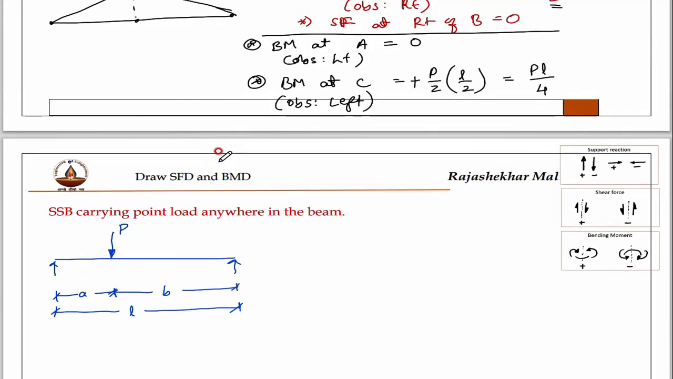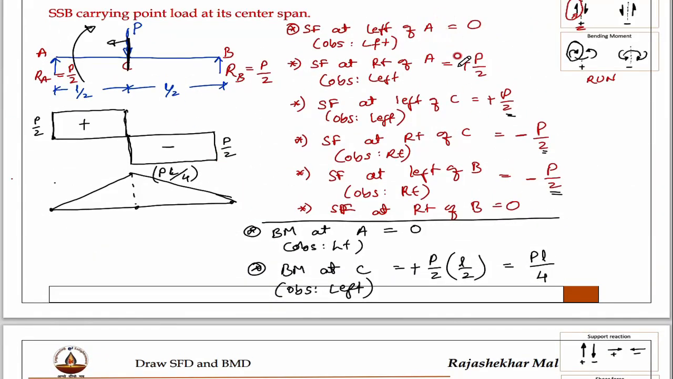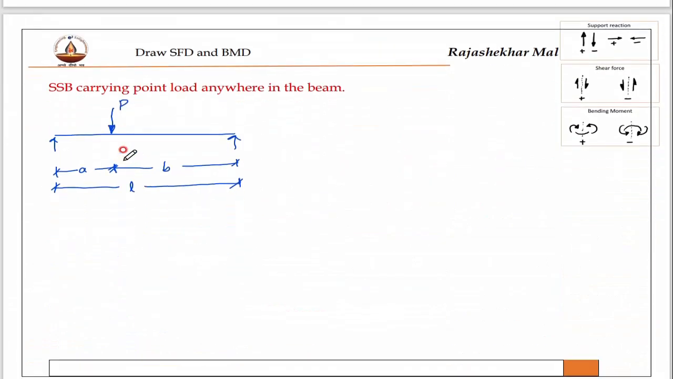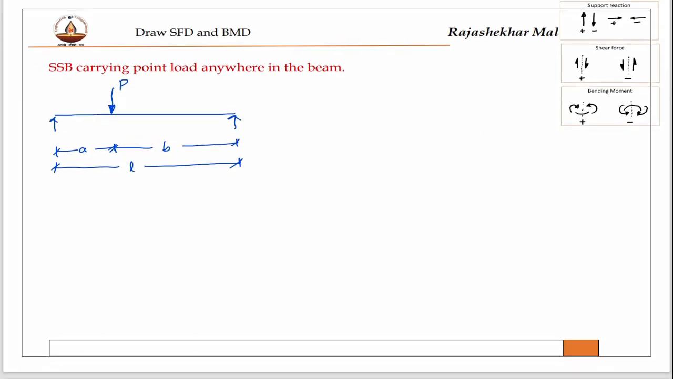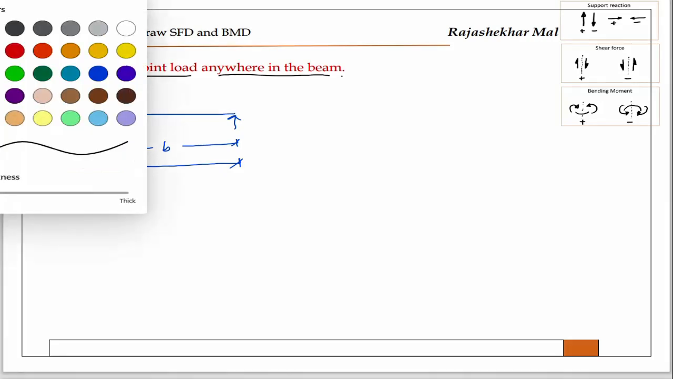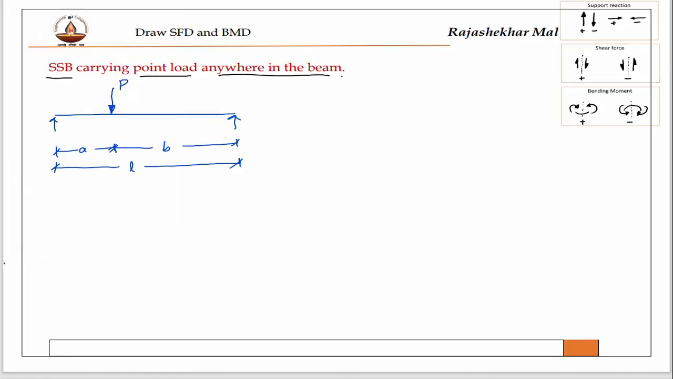it is just like this only. Okay, you write all these points and calculate. I will give you the final answer, that is the shear force and bending moment diagram for this load. Simply supported beam carrying a point load anywhere in the beam. Anywhere in the beam means I will consider A and B. Then the support reactions you must know from the previous chapter, that is RA is equal to PB by L and RB equal to PA by L.